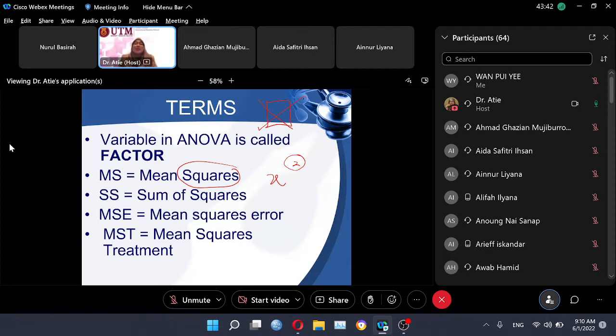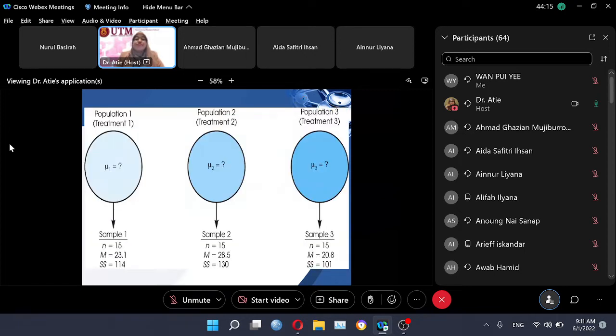So what does it mean by mean square? Actually the formula for ANOVA is like x1, x2, you square all of them, and then you sum it, and then you divide it, right? So this is what we call mean square. You add all the squares, and then you find the mean. When I say sum of squares, it means that you sum up all the squares. So this is actually related to the ANOVA formula, right?